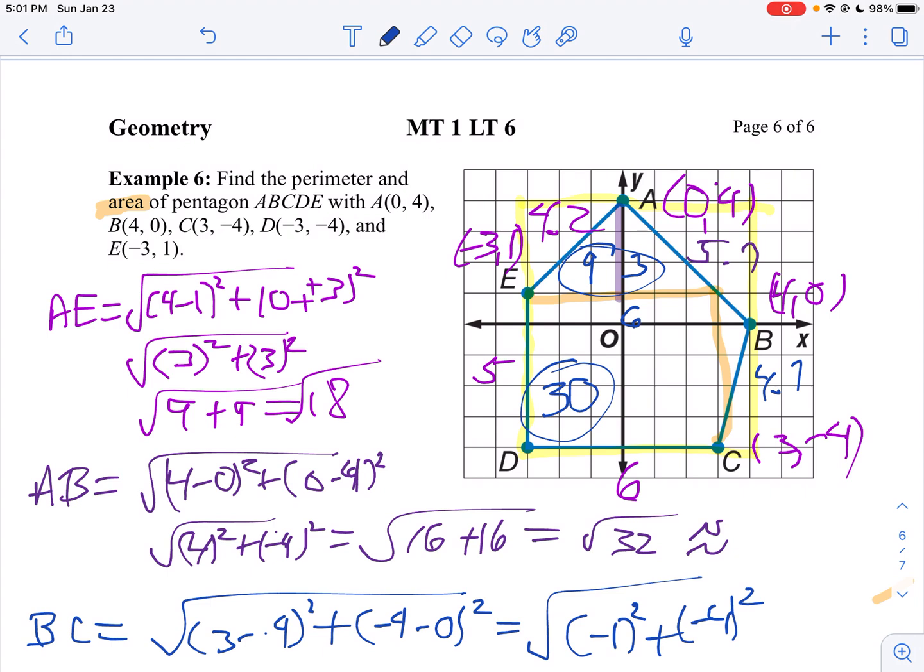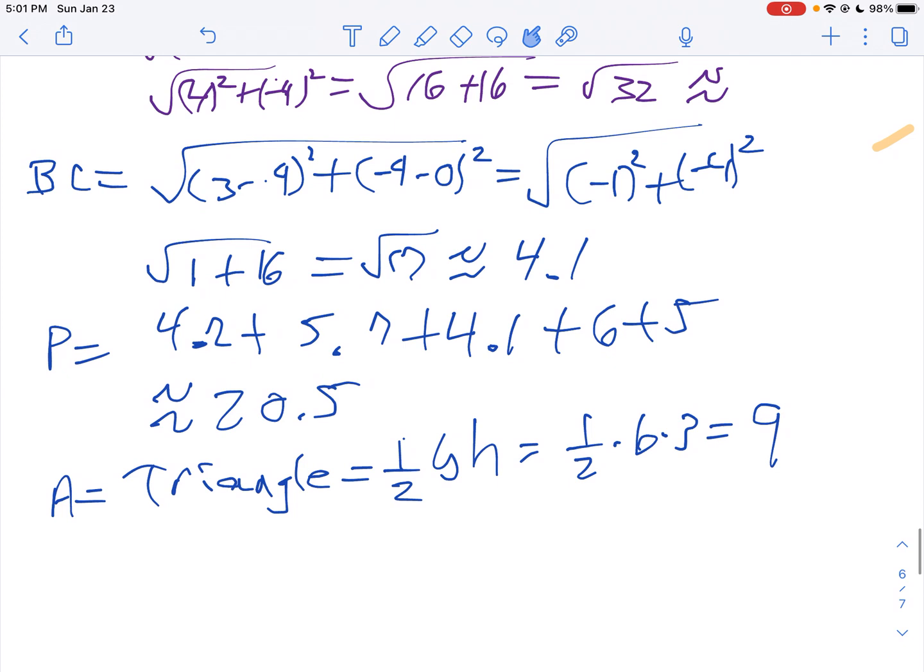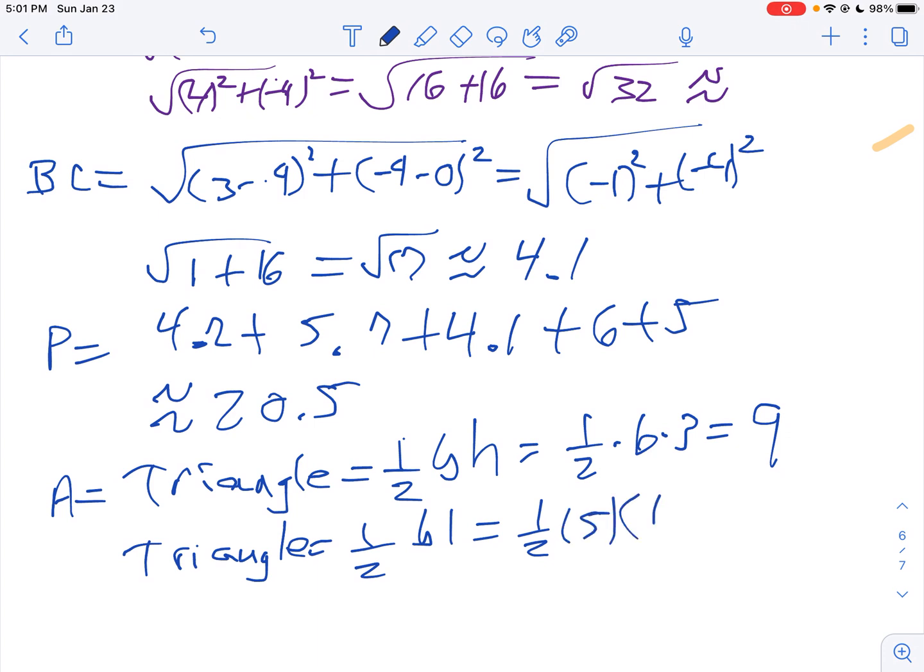We've got this little triangle here on the side with the base of 5 and my height of 1. So then to find the area of my little triangle, I'm going to say, this would be the small triangle, 1/2 times base times height, which is 1/2 times 5 times 1, which would be 5/2, or 2.5.